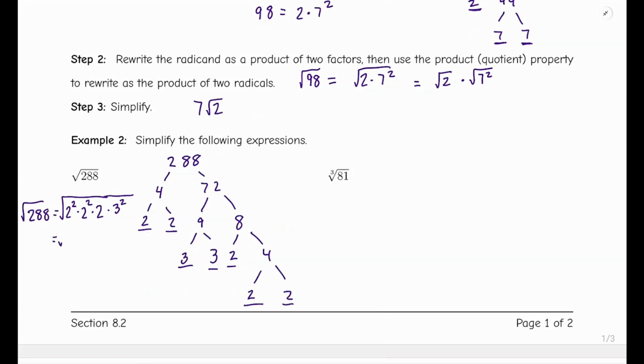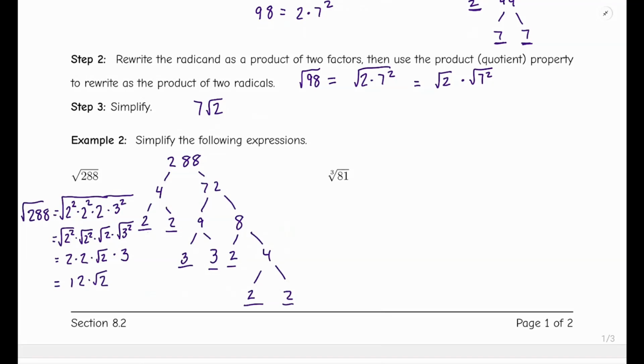This then becomes the square root of 2 squared times the square root of 2 squared times the square root of 2 times the square root of 3 squared, which is 2 times 2 times the square root of 2 times 3, and then 2 times 2 is 4 times 3 is 12 times the square root of 2. Now I did this broken up the most simplified way, but we could have rewritten it as 12 times 12 times 2 and got the same answer.